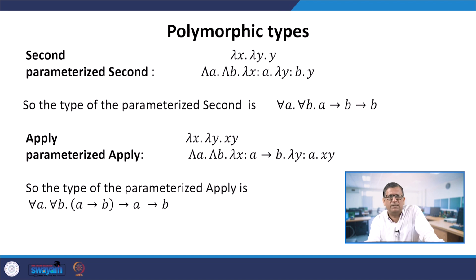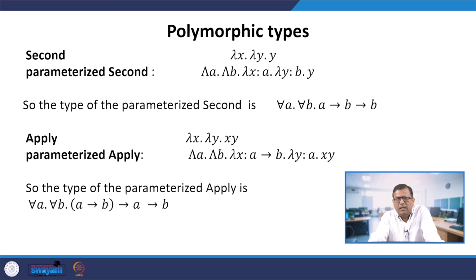So the parametric version will be as before, and only the term body is now changed to y, and the type then would be, instead of a arrow b arrow a, a arrow b arrow b, and we have quantifiers for all a for all b. Next we take on apply, another function we discussed, that means you are applying a function, that means lambda x lambda y x y.